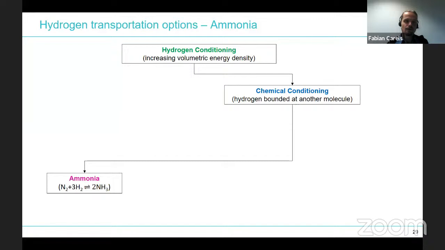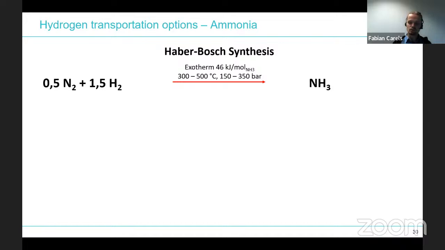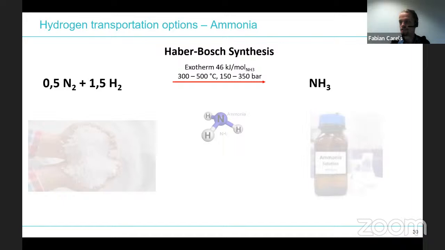So the first chemical option, now we are in the area of the other molecules. Chemical conditioning is use of ammonia. The production of ammonia from hydrogen is already done today, within the so-called Haber-Bosch synthesis. This is a process which was invented more than 100 years ago, and is a key process for the fertilizer industry. Here today, gray hydrogen, which means hydrogen from natural gas mainly, is combined with nitrogen, which can be extracted from the air, in the exothermal Haber-Bosch synthesis to form the ammonia. Exothermal here means that additional heat is generated during the process, which could be used, but on the other hand, is also associated with energy losses.